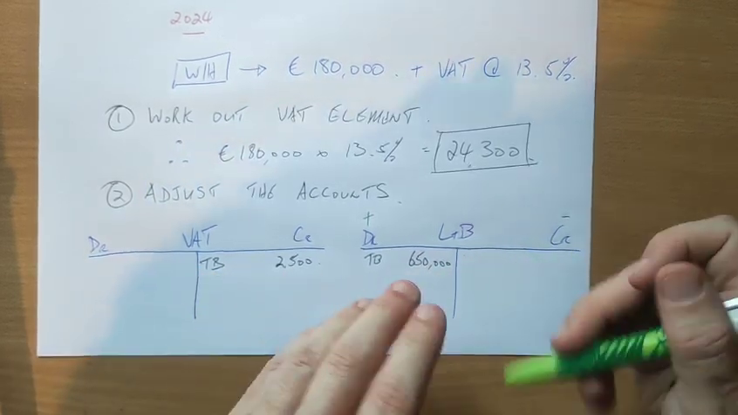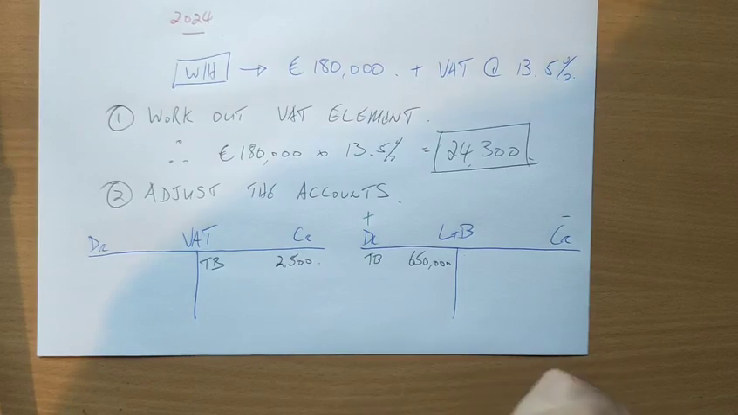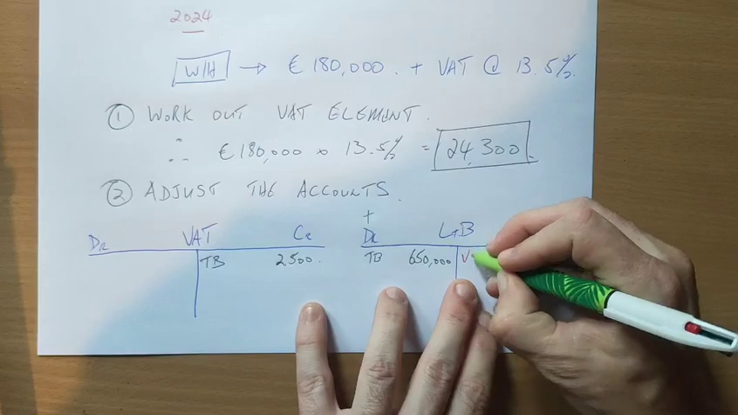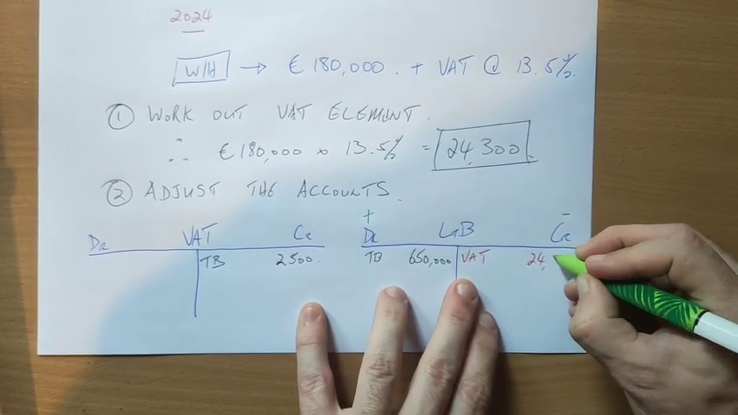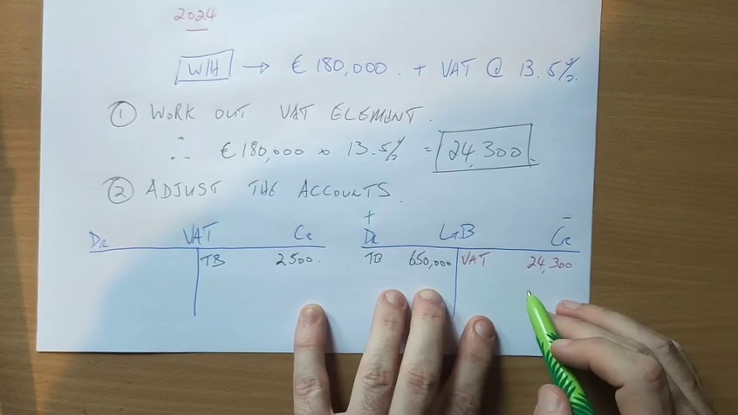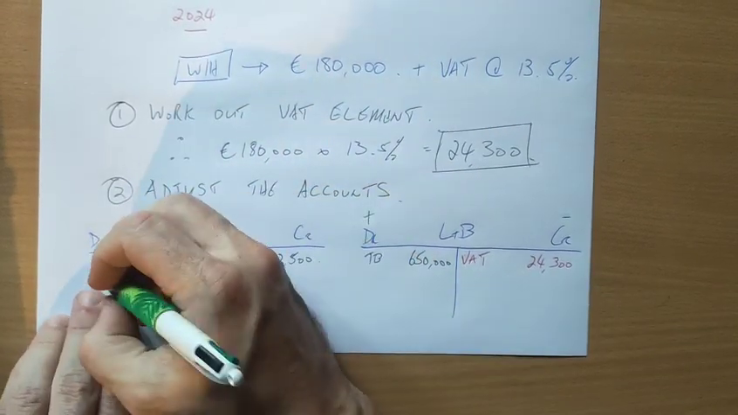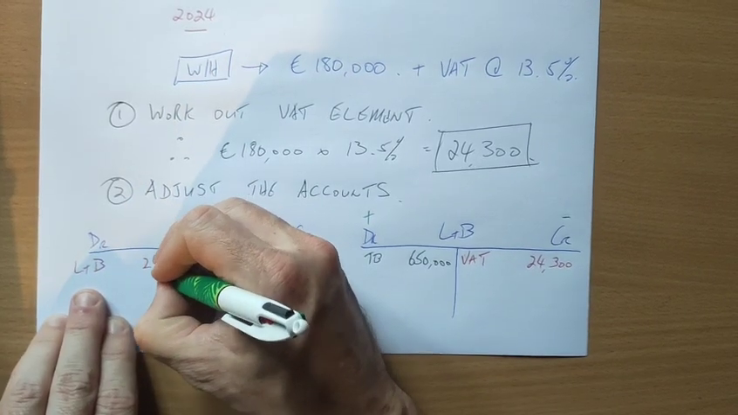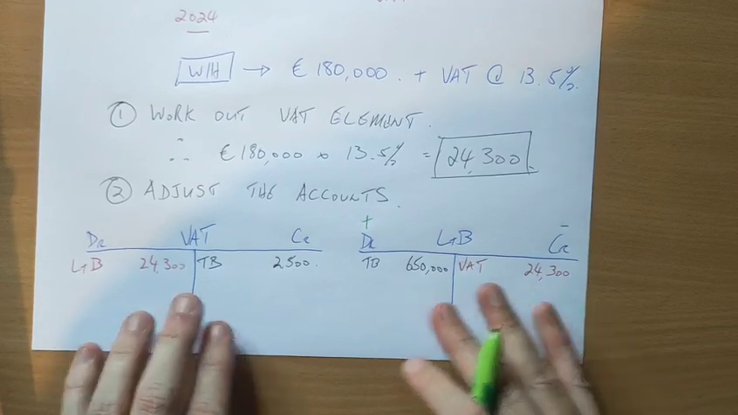So we've worked out what our VAT element is. It was 24,300. What you'll do is credit the land and buildings account with the whole amount, 24,300. So you're removing the VAT element from the asset basically. You'll credit that, then you'll debit your VAT account with the same amount, 24,300. And there you go. That's how you treat it.